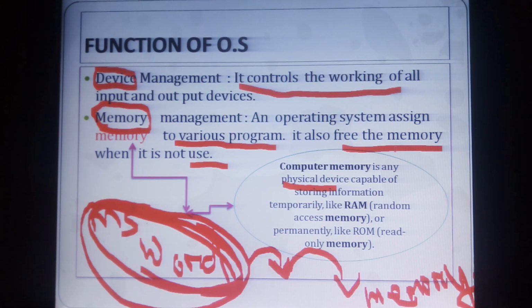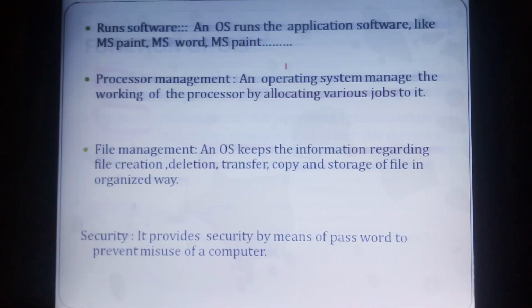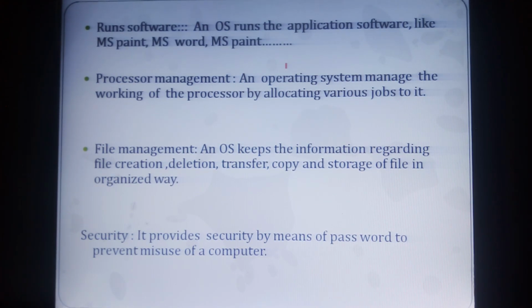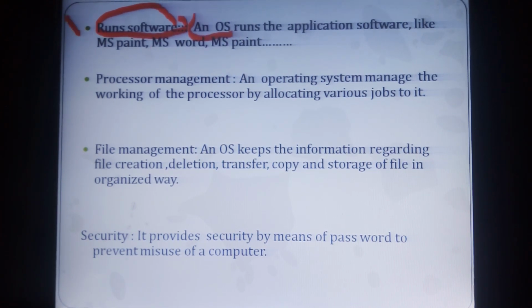Now what do you mean by computer memory? Important point. Computer memory is a physical device capable of storing information temporarily like RAM, random access memory, or permanently like ROM, read-only memory. Now coming to the next point, run software. The OS runs the different software like MS Paint and MS Word. These are responsible for run software. Whenever you open these applications, that responsibility handles the run software.